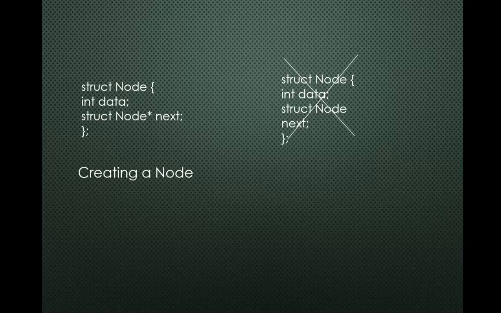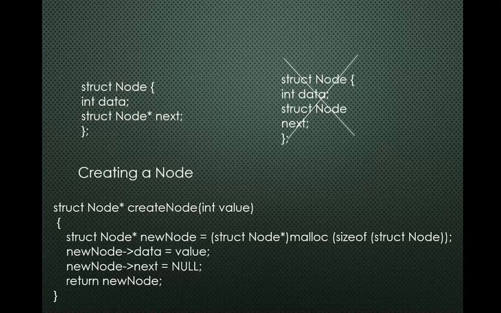Moving on, let me create a node. Now let us see how a node is created dynamically. I use a create node function which allocates memory using malloc. After memory allocation, the given value is stored in the data field. The next pointer is initialized to null because the node is not connected to any other node yet. Finally, the function returns the address of the newly created node. This approach allows you to create nodes dynamically during program execution.